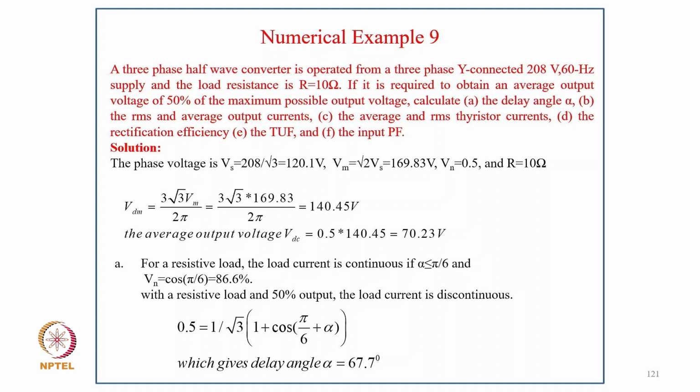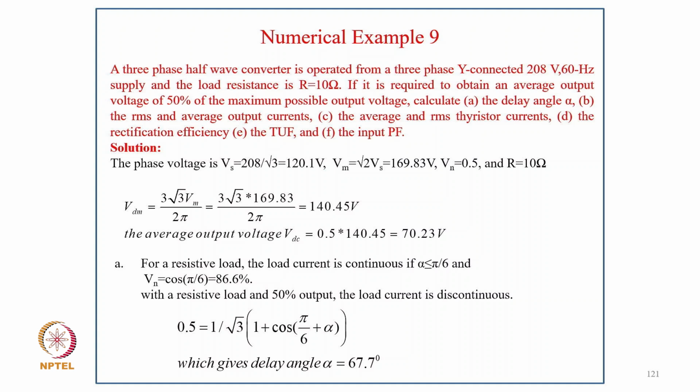Coming to example 9, a 3-phase half-wave converter is operated from a 3-phase star connected 208 volt 60 hertz supply, and the load resistance is 10 ohm. It is required to obtain an average output voltage of 50% of the maximum output voltage. Determine the delay angle alpha, the RMS output current, the average and RMS thyristor current, the rectification efficiency, transformer utilization, and input power factor.